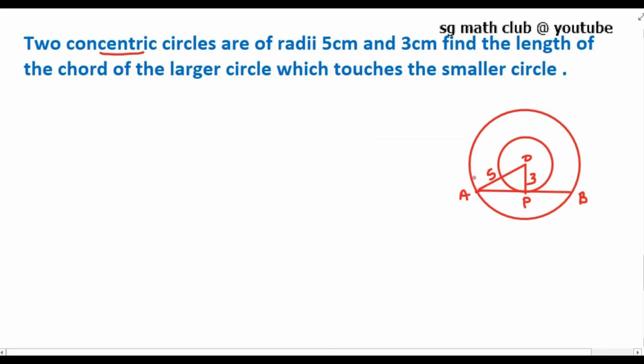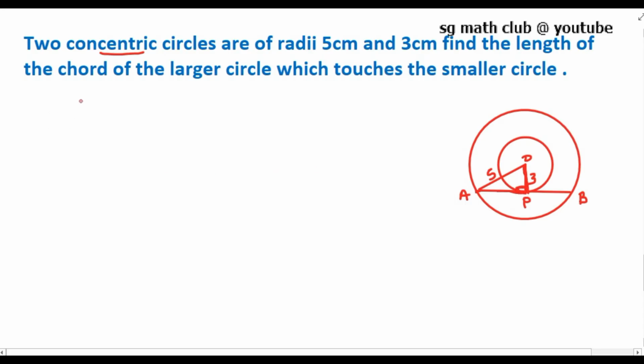So we need to find the chord of the largest circle which touches the smaller circle. Here we know the property of the tangent, that this AB will act as a tangent to the small circle, or the circle with radius 3. AB is actually the chord of the larger circle, as well as a tangent to the smaller circle, that is the circle with radius 3 centimeter. Now OP is the perpendicular distance from the center. We know that the angle between the radius and the tangent at the point of contact is 90 degrees.